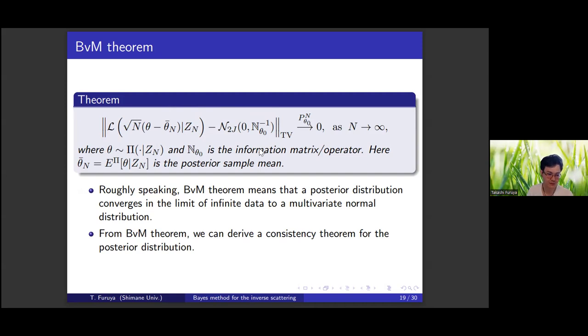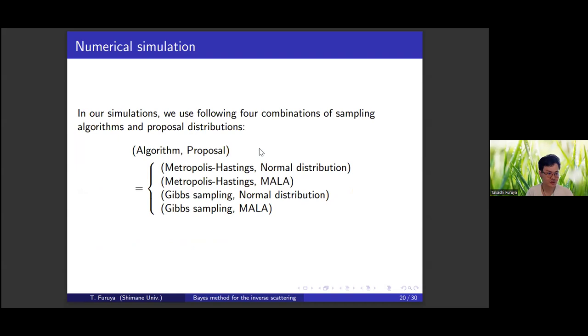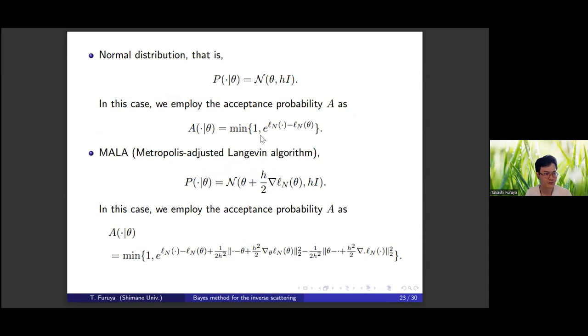Finally, we show some numerical simulation of the posterior mean and the visualization of the BvM theorem. In the numerical simulation, I use some MCMC algorithms. MCMC algorithms often use Metropolis-Hastings or Gibbs sampling, and they need a proposal distribution. For this proposal distribution, we choose a normal distribution. We consider the following four algorithms. I skip the details of Metropolis-Hastings and Gibbs sampling, but how to choose the proposal distribution is the point. If I use a normal distribution for the proposal, then the acceptance probability is given by the following.